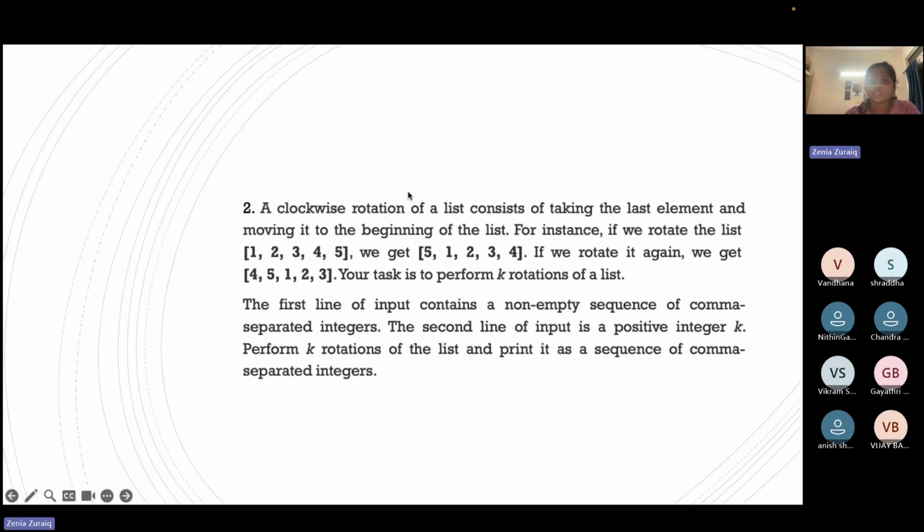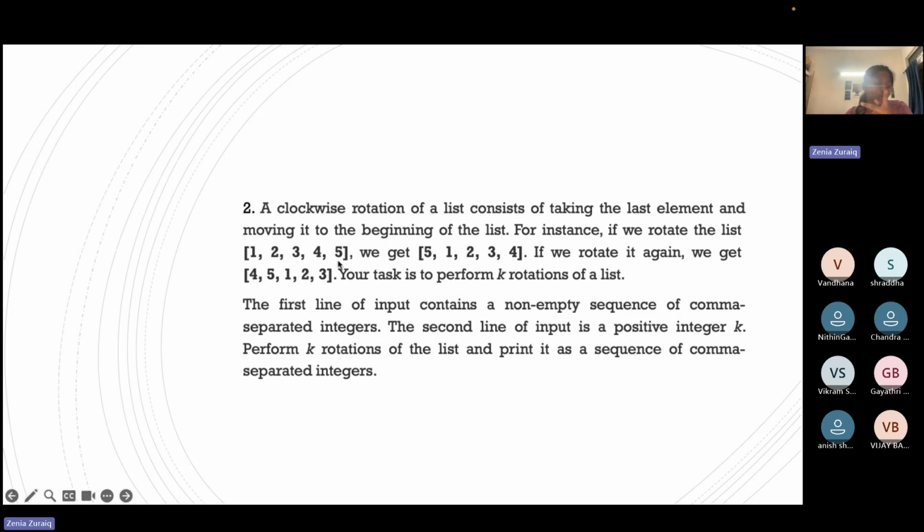So clockwise rotation of a list consists of taking the last element and moving it to the beginning of a list, right? So here, for example, if we rotate the list 1, 2, 3, 4, 5, then we get 5, 1, 2, 3, 4. Again, if we rotate, we get 4, 5, 1, 2, 3. Okay. Your task is to perform k rotations of a list.